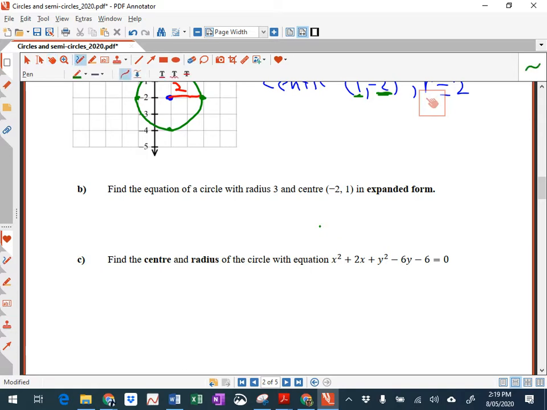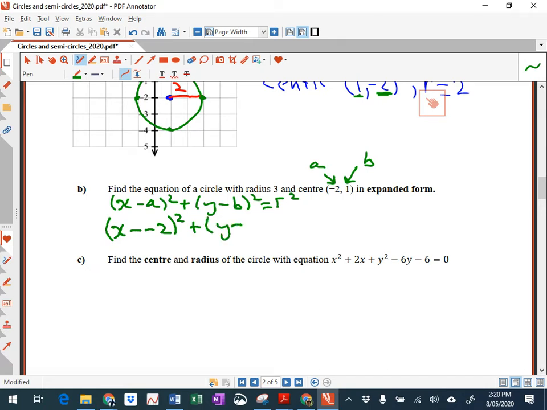Now remember the formula is x minus a all squared plus y minus b all squared is equal to r squared. So now this is my a value and this is my b value. So I'm going to get x minus negative 2 all squared plus y minus 1 all squared equals, radius tells me is 3, so that's your r value there, so 3 squared.